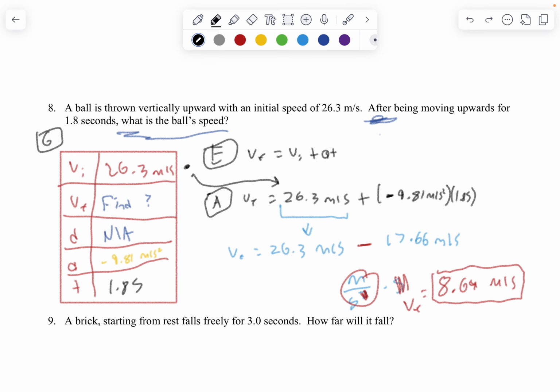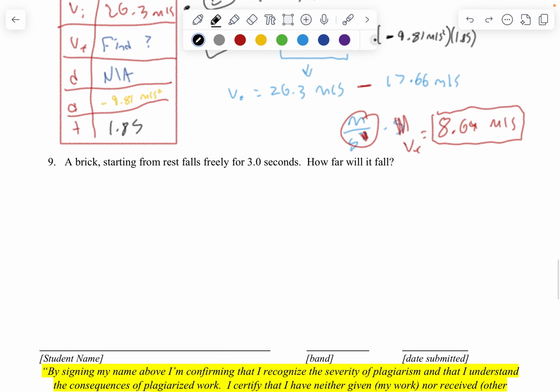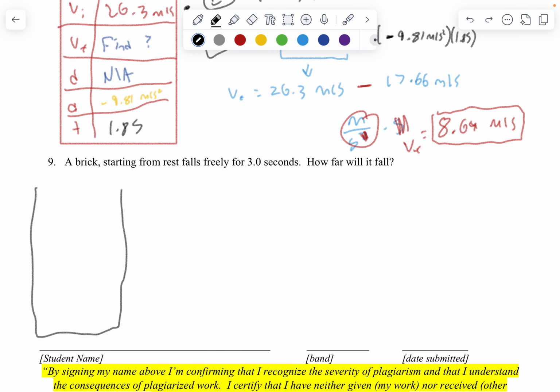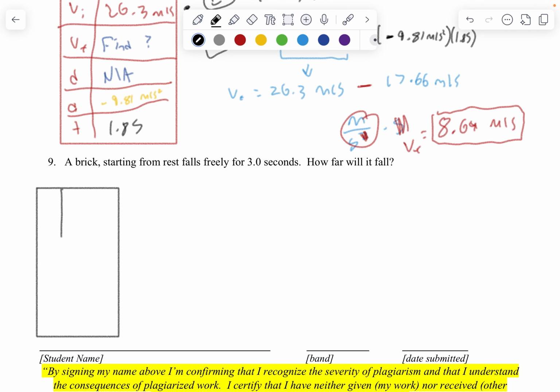Great, so let's move on to our final problem. A brick, starting from rest, falls freely for 3 seconds. How far will it fall? So we're also going to use the lab to figure this out at the end, but first we do have to do the math to figure it out. So let's draw our classic table we've been using this whole video. Initial velocity, final velocity, displacement, acceleration, time.